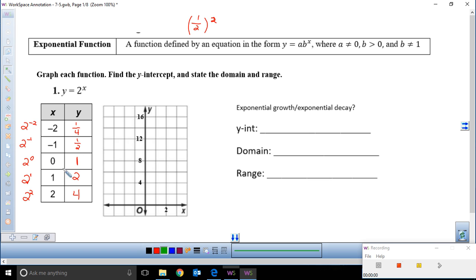So my first ordered pair that I want to work with is 0, 1. So I'm going to go to the 0 on my x value and 1 on my y-axis, which is in between 0 and 2. My next value is 1, 2. So I'm going to go to 1 on the x-axis and 2 on the y-axis. Then we have 2, 4. So right 2, up 4.